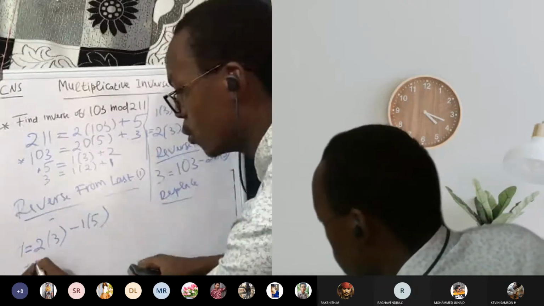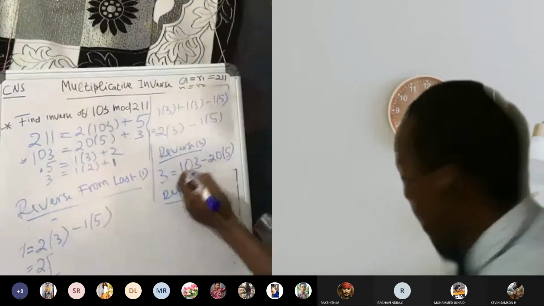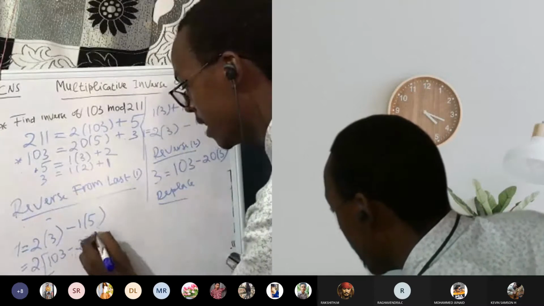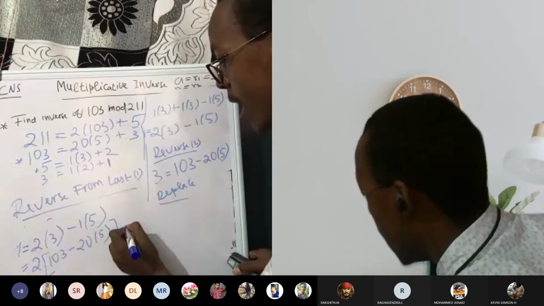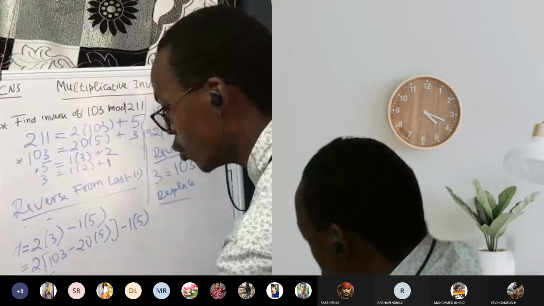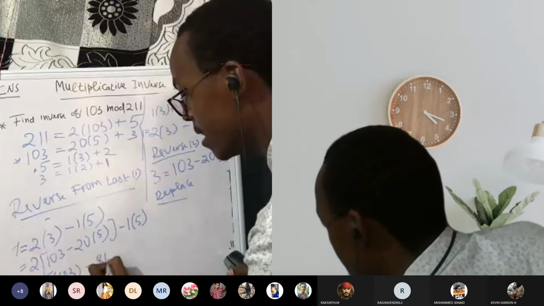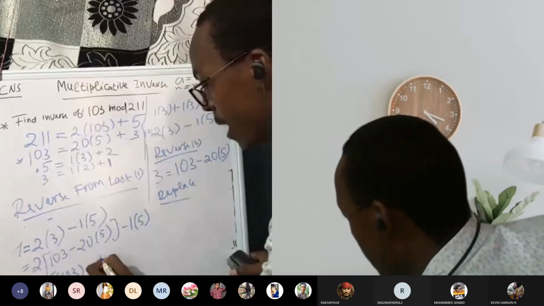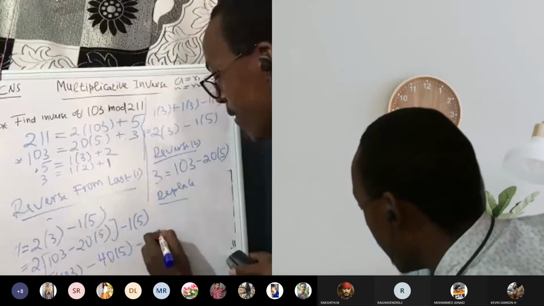Here, one is equal to two. What is the value of three? The value of three we have reversed here. 193 minus 20, okay, five. And again, I cross this one, minus one into five. The value of this one is equal to what? Two into 93 minus 80. Four, because this is going to multiply here, minus 40 into five, minus one, five.